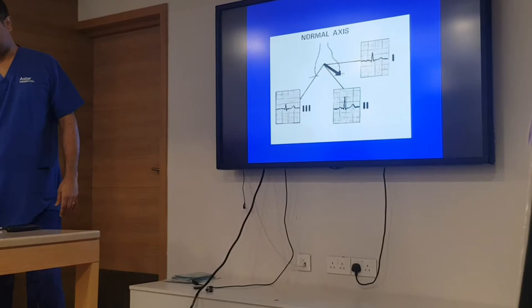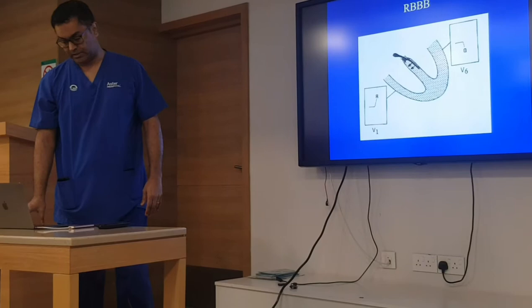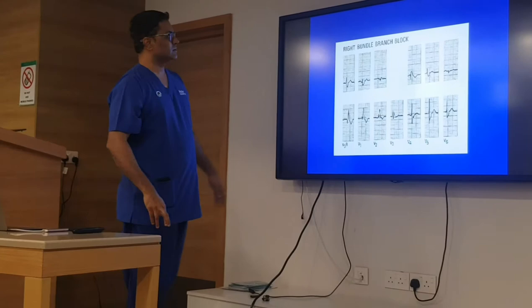I'm not going to talk about axis and other things, I don't think that's important for you. Axis deviation, left axis deviation, right bundle branch blocks. So this is an ECG of a right bundle branch block.